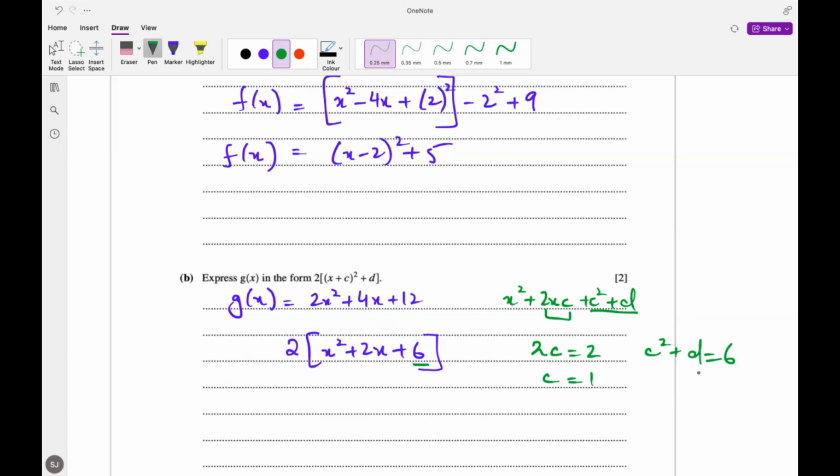Now as c is 1, this will become 1 squared plus d equals 6, and d will be equal to 5. So we can write the final answer as g of x equals 2 into bracket, c is equal to 1, so we'll write x plus 1 whole squared, and d is 5, so this will be plus 5.